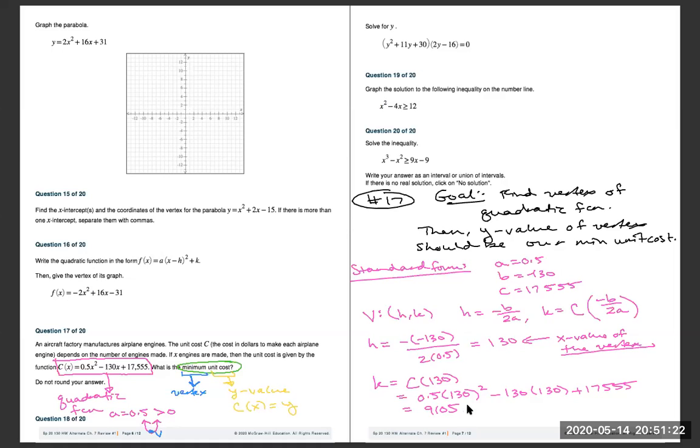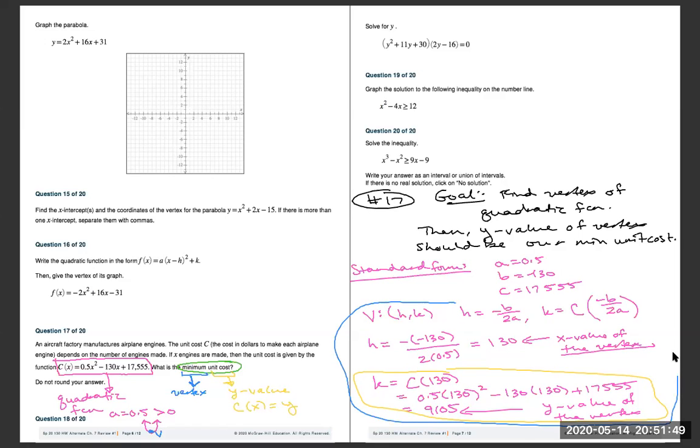Okay. This is the y value of the vertex. Okay. So y value of the vertex. And then for finding our vertex, this is the process. All right, let me take a picture of this. I'm going to clear this out so that I have some room to make my conclusion.